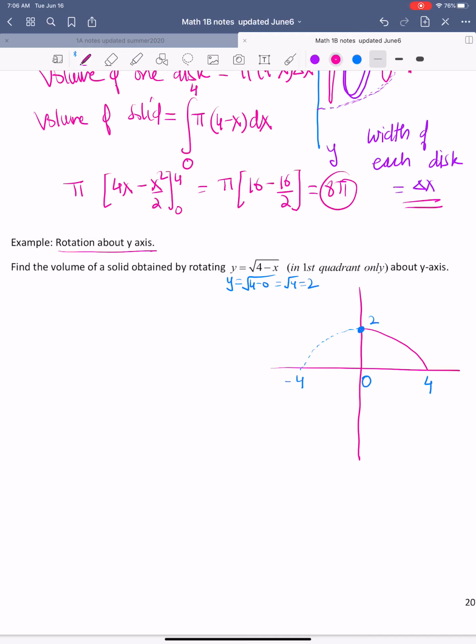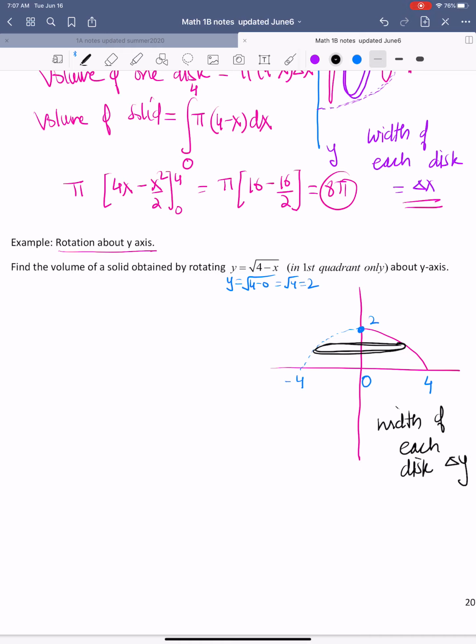Now imagine your discs. In this case, you are going to have discs parallel to the x-axis. Again, there are no holes in there, so that's nice. The width of each disc is in terms of delta y now.